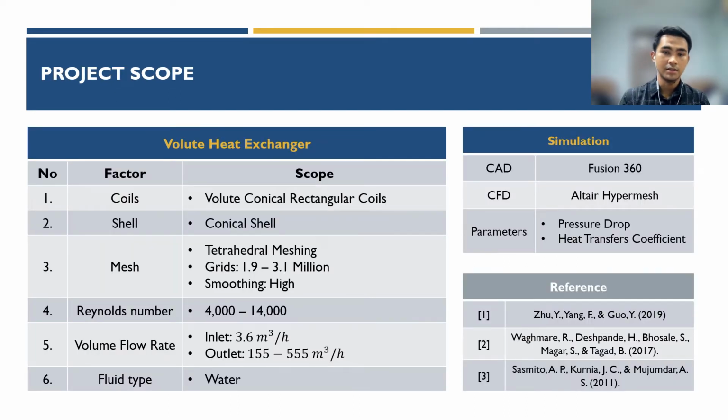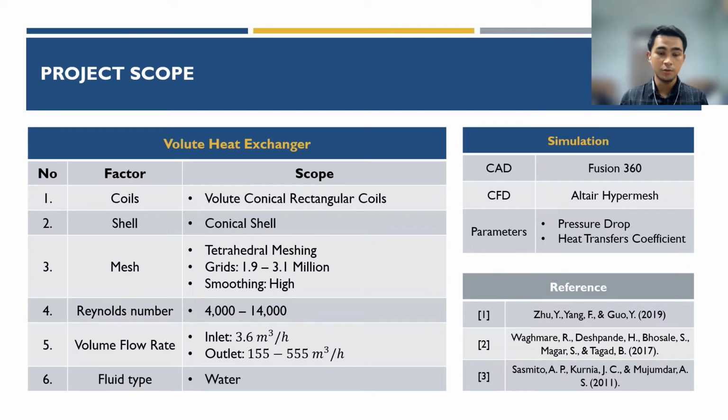So next is the project scope. This is the scope of my project. In order to develop the volume heat exchanger model and CFD simulation, some important factors need to be considered, such as the design of the coil, the shell of the heat exchanger, the type of meshing and grid, Reynolds number, volume flow rate range, and the fluid type that will be used in the research.